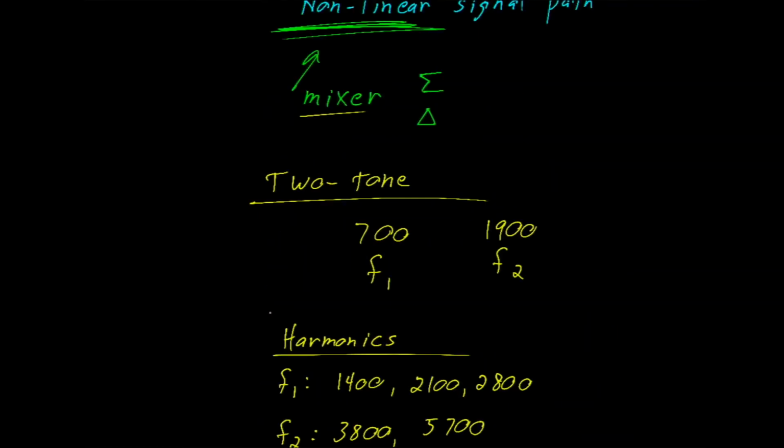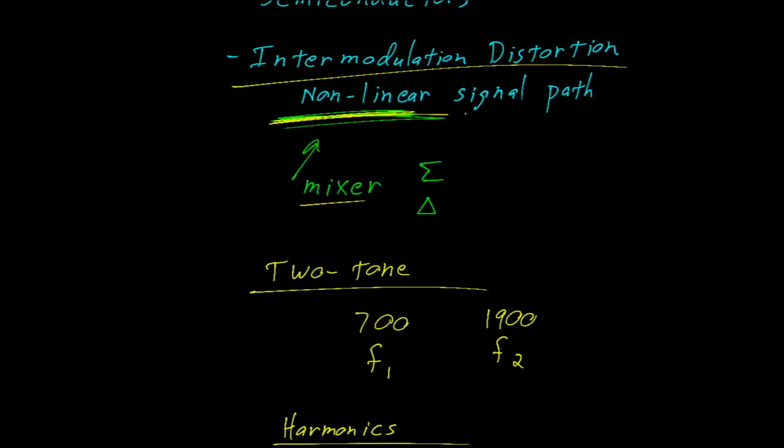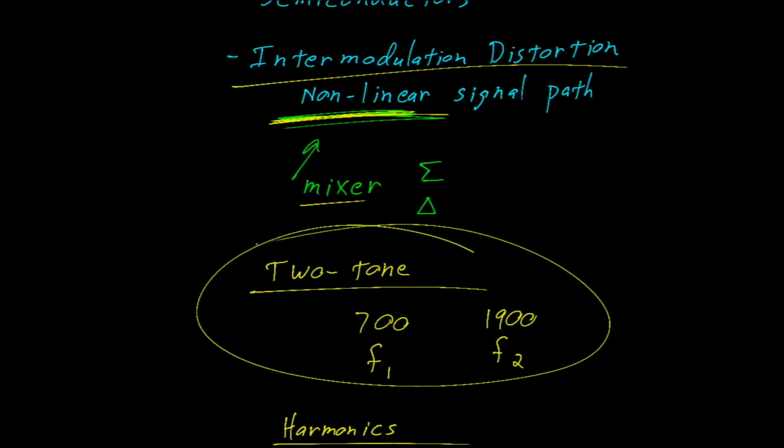Anyway, I think you get the idea. If there are non-linearities and we inject two tones, there will be tones where there shouldn't be. So that's a challenge to the engineer, is to design systems that are linear.